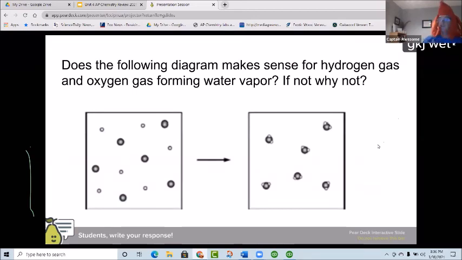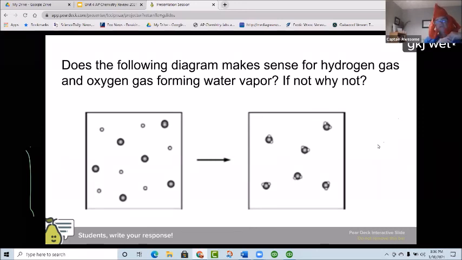The thing that bothers me about this one, the correct answer is no. And the correct answer is no, because we know that hydrogen and oxygen are diatomic. So there should not be individual little tiny circles running around. They should be in pairs, right? Other than that, the thing looks okay.